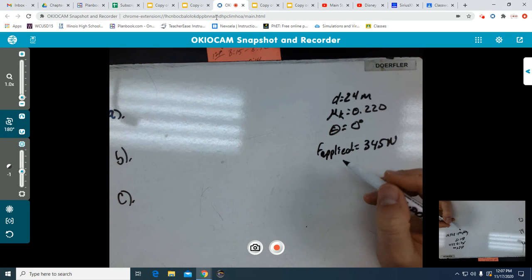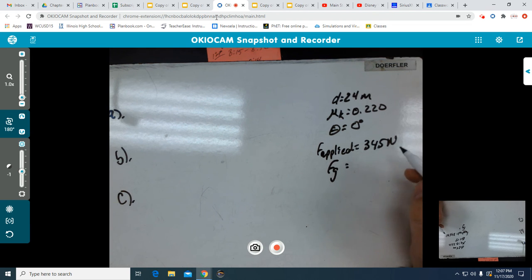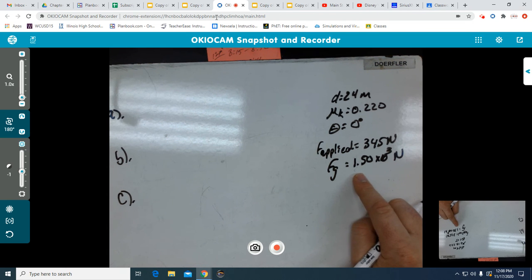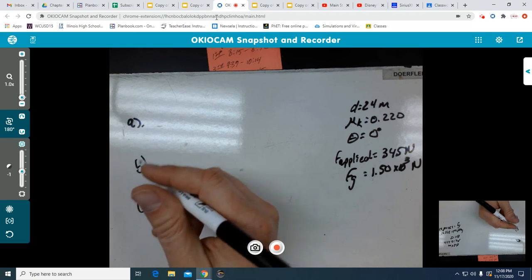And we also know the gravitational force, believe it or not, of the box itself. It's told us right there in the first line, 1.50 times 10 to the third newtons. Again, we get that because it is the mass of the box times the acceleration due to gravity. That is its gravitational force. So let's solve this first.